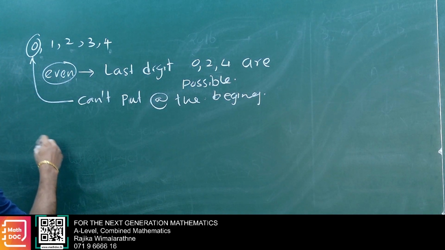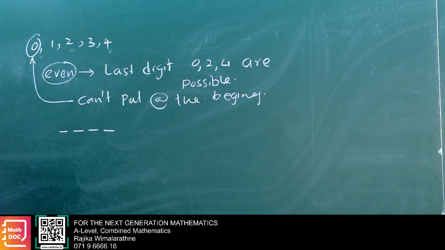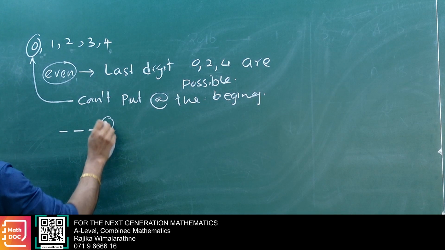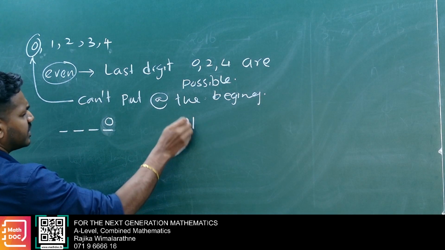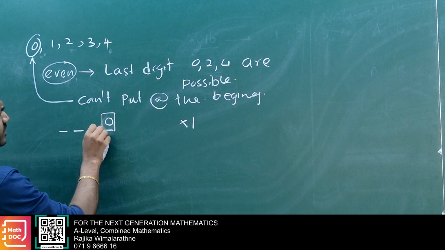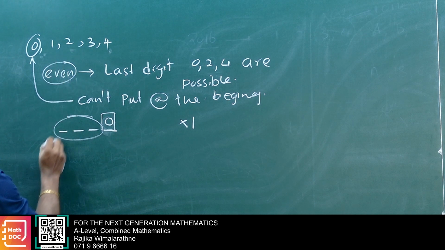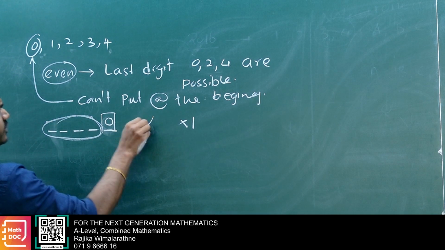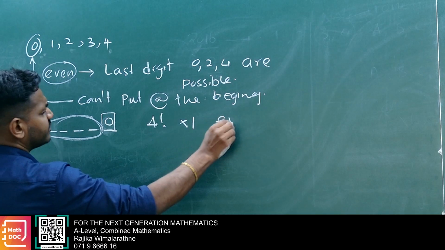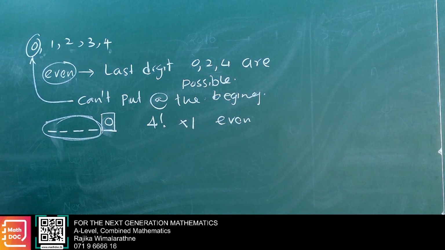Now let's see. First you put 0 here. Fix 0 at the end. Then you arrange all the others. Here we have 4 spaces now. Then arrange all the other 4 in 4 factorial ways. This is even, 0 at the end. Here 4 factorial ways. They are even.